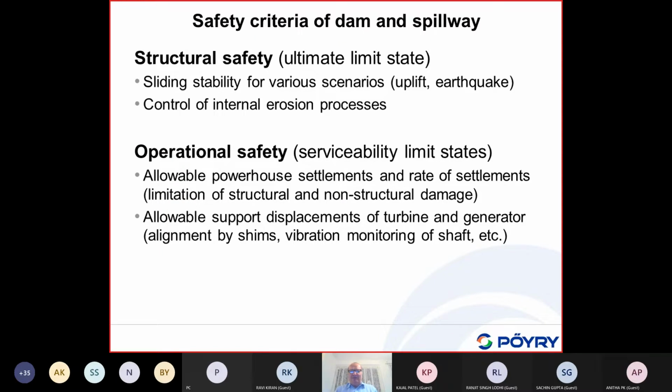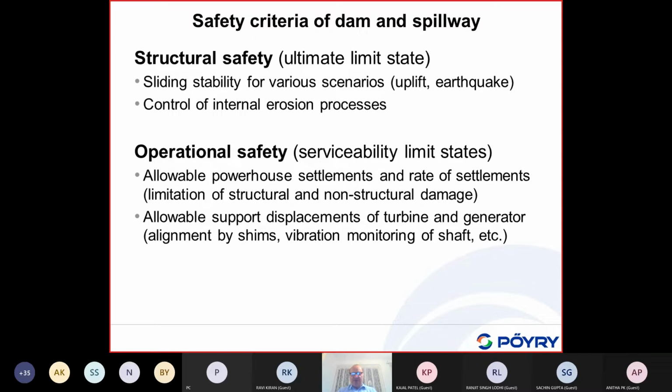Now, what are the safety criteria of a dam and spillway? I would just like to give you some idea and some reference to what we know from structural design of buildings and bridges, that is non-dam, non-hydraulic structures, where in the design we consider two so-called limit states. Number one is the ultimate limit state, and in the ultimate limit state we look into the safety of our structure.